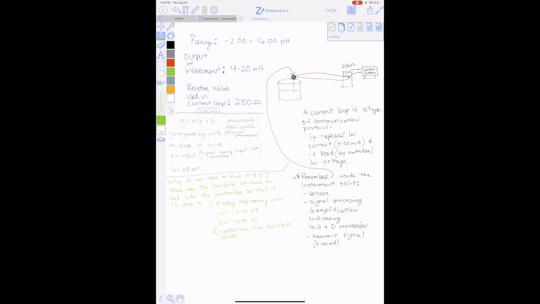These are the variables we need to feed into the controller so that it is able to do a few things for us. 1. Display engineering units. For example, if we are measuring 1 volt, then we know that we are measuring -2 pH. Or if we're measuring 5 volts, then we know we're measuring 16 pH. We also want to ensure that the controller has accurate values so that it may perform the calculations we tell it to correctly.